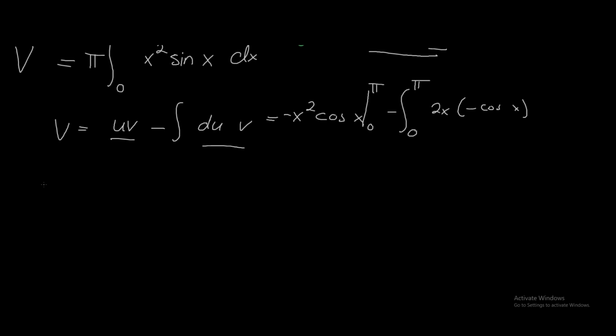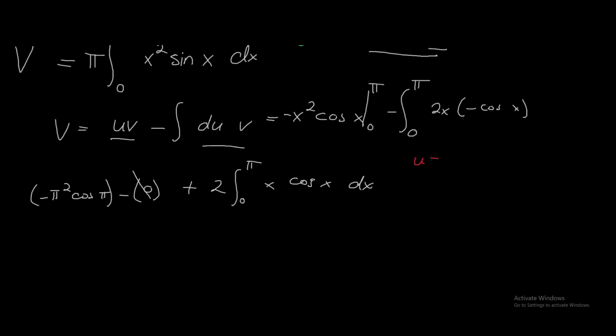Okay, so let's go ahead and solve this first expression. This is going to be negative pi squared cosine of pi minus 0, because you plug in 0 to x squared and that's just going to be 0, so that's going to cancel. And then the second term becomes plus 2x cosine x. We'll just simplify a little bit. And this we also actually need to do parts for as well. So let's just do parts again.